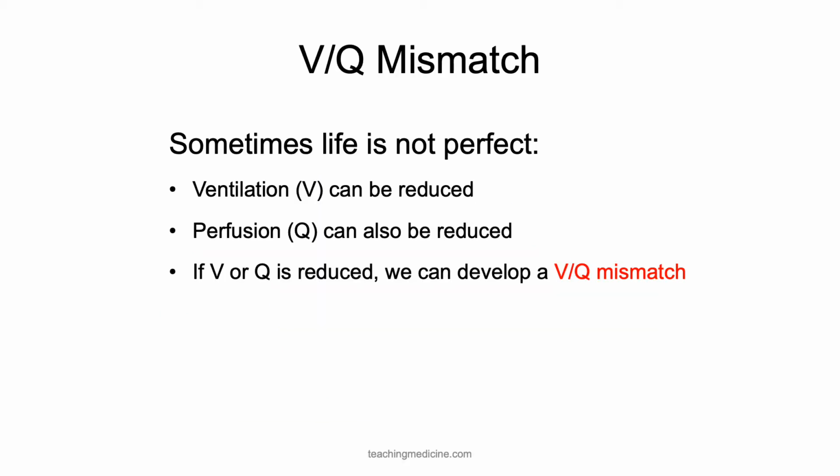Sometimes, however, life is not perfect. Ventilation to a region of the lung could be reduced for a variety of reasons, and perfusion could also be reduced to a section of the lung for a variety of reasons. And if either the ventilation or the perfusion is reduced, we develop something called a VQ mismatch. And this is a very important topic, and it is a very common physiological finding in patients who have low oxygen.